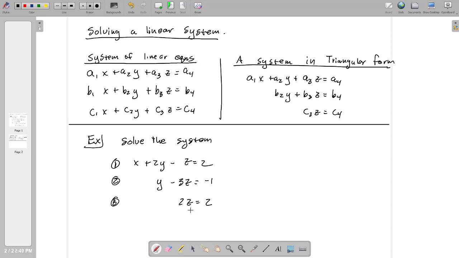So first, we solve for z in this last equation. 2z equals 2. We divide both sides by 2. This implies that z is equal to 1. Then we back substitute into equation 2. We do equation 2 such that z is equal to 1, and we get y minus 3 times 1 is equal to negative 1. We add our 3 over, and we get y is equal to 2.